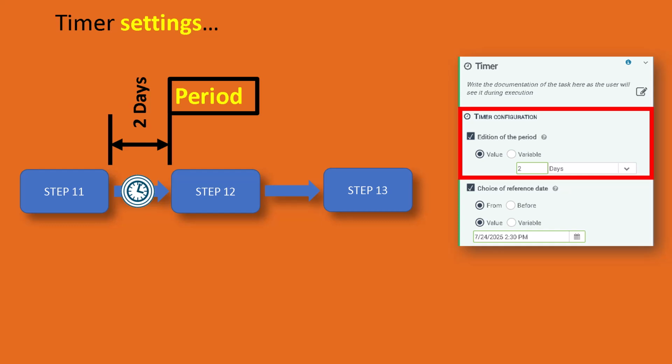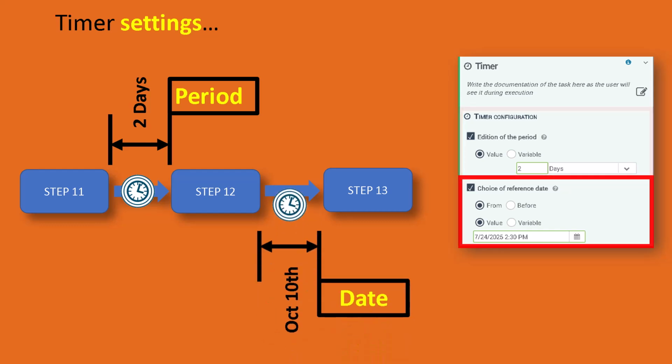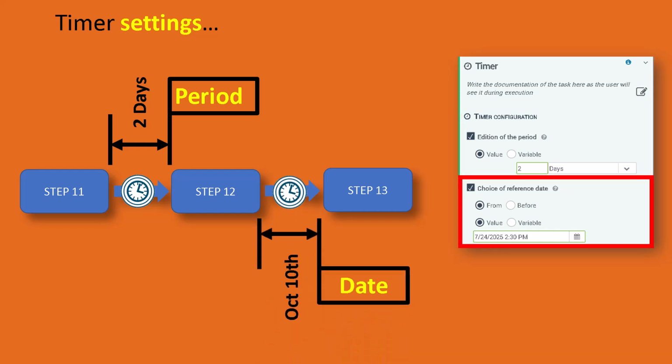In this situation, we wait a period of time after the prior step completes, in this case step 11, to execute the next step. And this could be of various units, days, weeks, and years, etc. There's also the ability to set a date, an explicit point in time when the trigger executes and moves on to the next step. For example, October 10th would be the date we have set here.